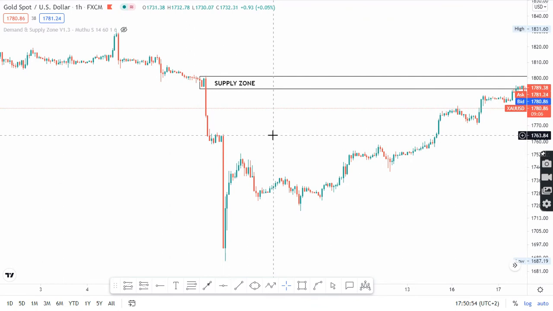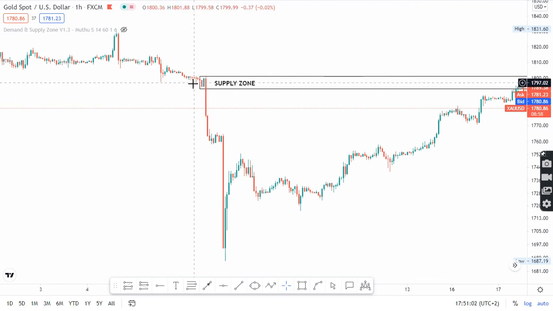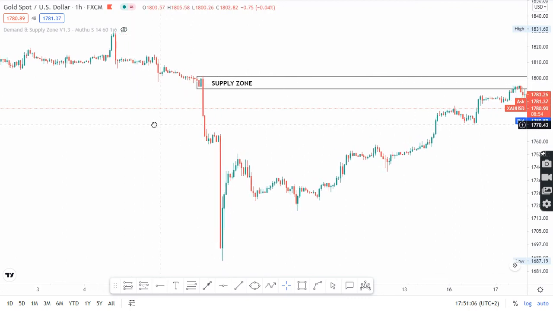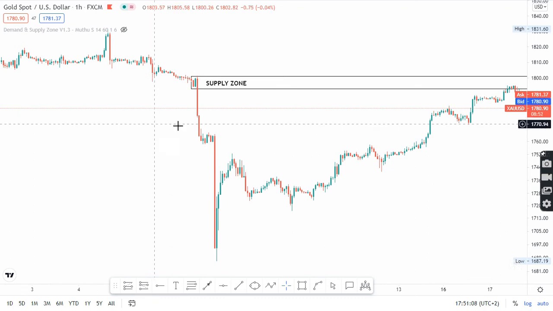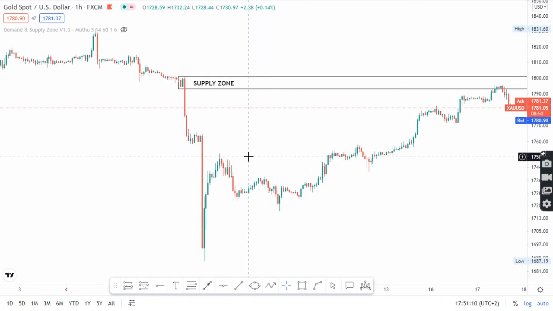What's the next one? The next one is how long did price stay at this level? Before the drop, we had just 2 candles. So I give that a 2. Then what's the third one?